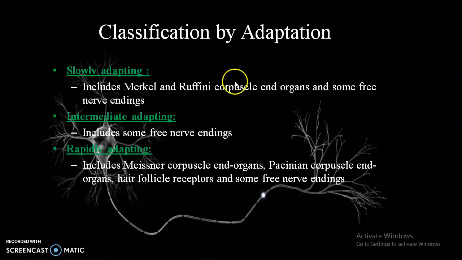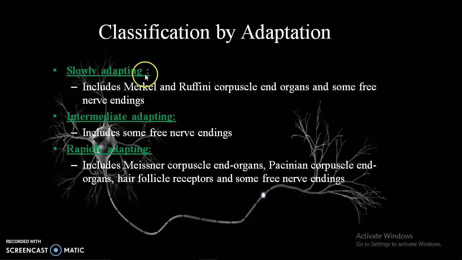Now classification of receptors by adaptation. So what is meant by adaptation? Adaptation is the decline of the electric response of a receptor neuron over time in spite of the continued presence of an appropriate stimulus of constant strength. So there is a gradual decrease in its response to a stimulus. Even when the stimulus is present for a very long period of time, there will be a decrease in its response to that stimulus. That is called adaptation.